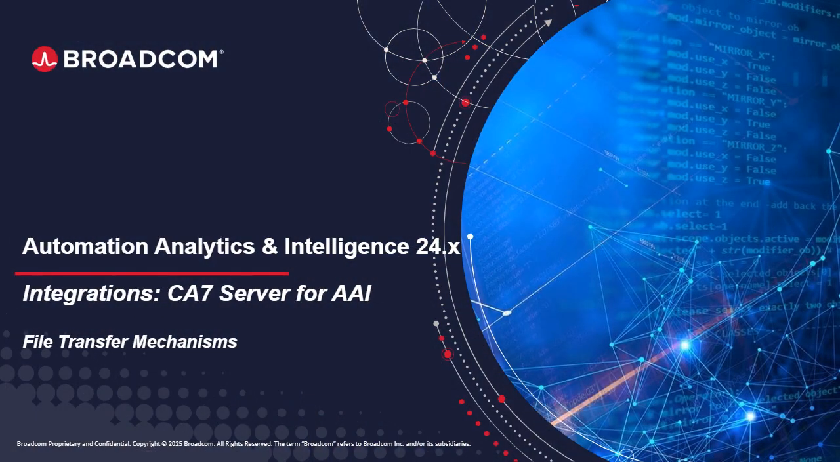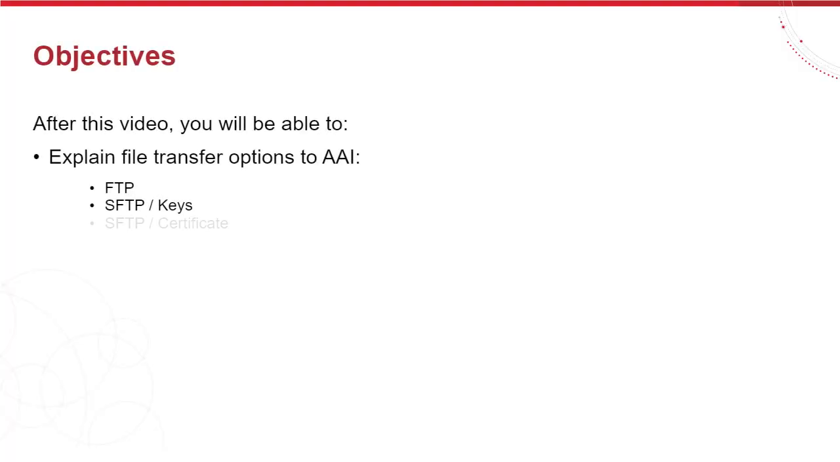Welcome to this Broadcom video on the file transfer mechanisms supported by CA7 server for AAI. We have three options which are handled directly in the software: FTP, SFTP with public-private keys, and SFTP with a publicly signed certificate. One option is SSL-based, FTPS or FTPR. This should be handled by the organization's security team, and the software requires no configuration.